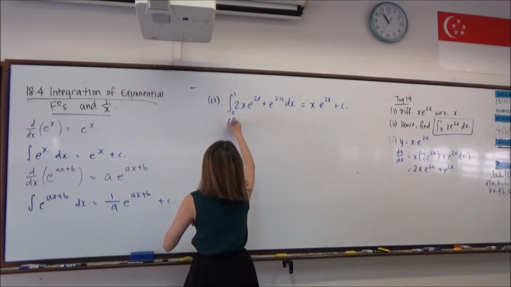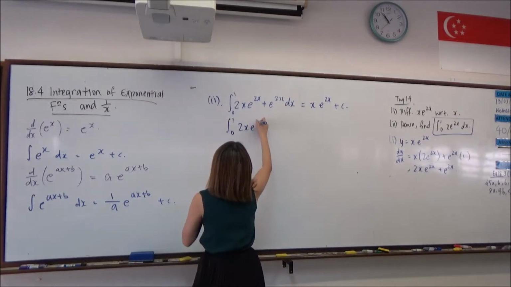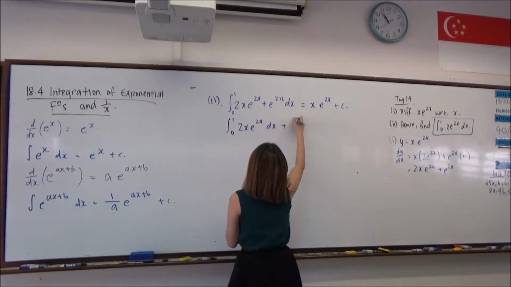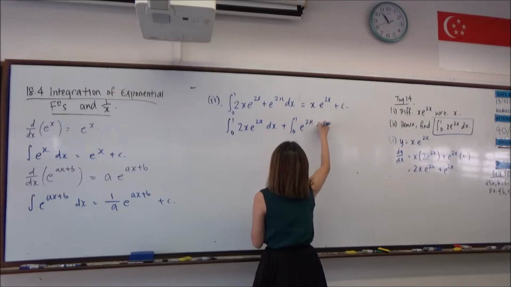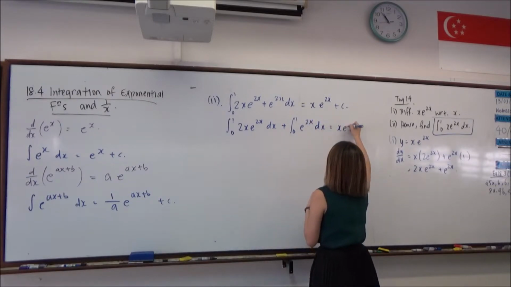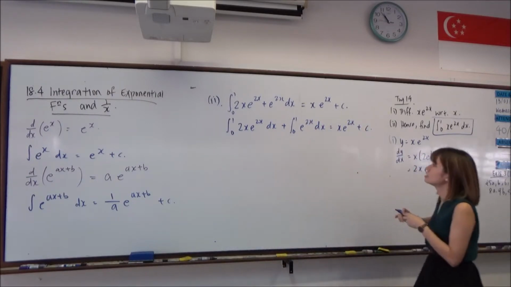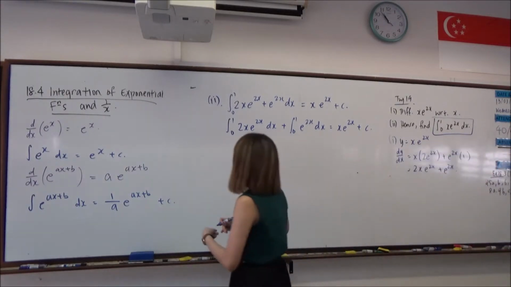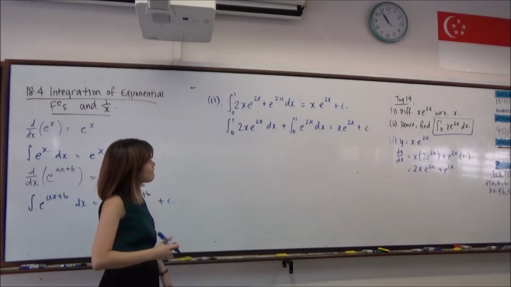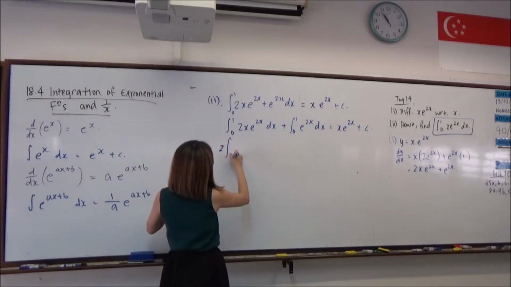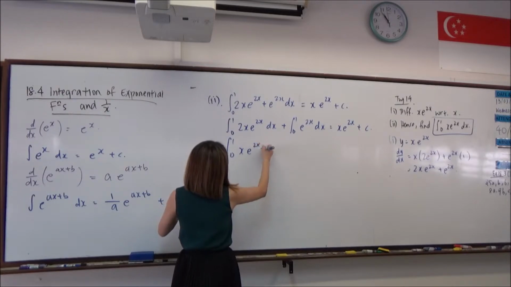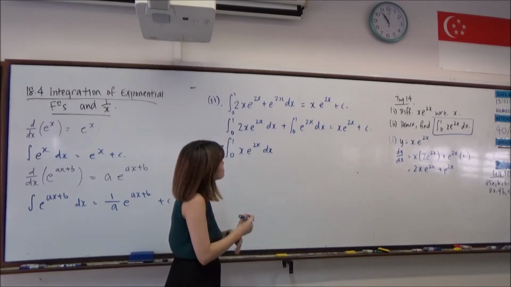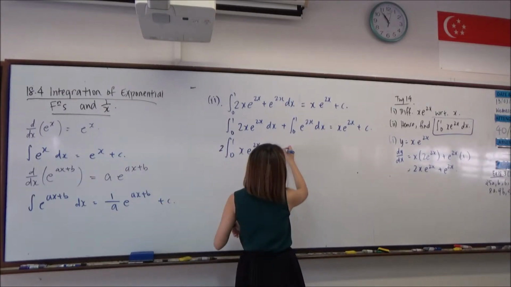Okay, separate this integral. I remember the lesson yesterday. We did this yesterday. Good. Then just do it. Take out the 2 first. Then you get that one already. You can minus, then bring this over, then divide by 2.